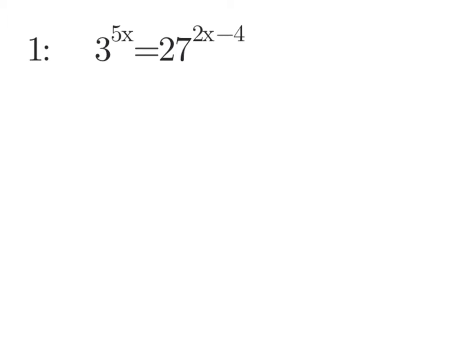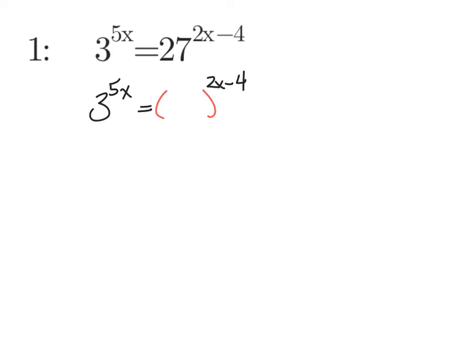All right, let's take a look at these 4 problems from that homework from chapter 7.2a. Now, you said you were good at getting the bases to be the same. So when we do that, the left side's going to stay as 3 to the 5x, but we could rewrite that 27 as a power of 3. And then this power would stay as 2x minus 4.